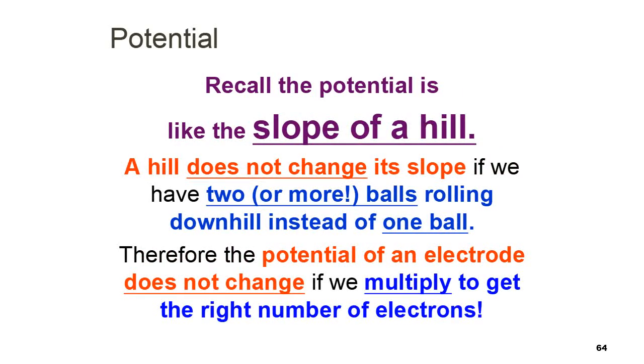Here is the reason. You can recall us discussing the potential as the slope of a hill. In essence, a hill does not change its slope if we have two or more balls rolling downhill, instead of one ball. Therefore, in this case, the potential of an electrode does not change if we multiply to get the right number of electrons.